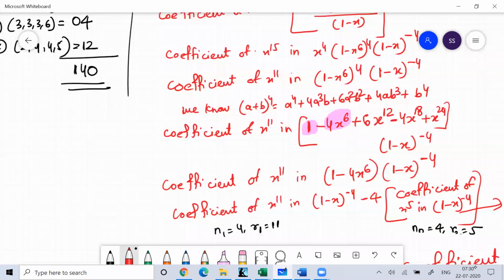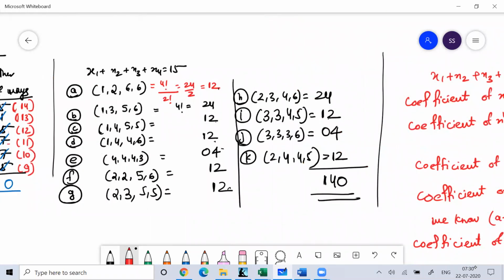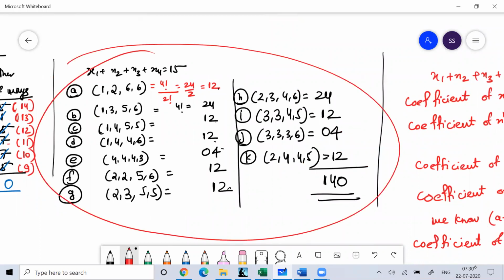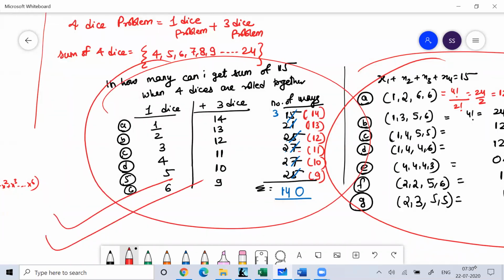So this is what you can do for the same problem instead of the multinomial theorem, or spending time thinking about all the possible cases. The easiest way to solve the 4 dice problem would be to consider 1 dice and 3 dice, and you will get the answer very easily. In this session, I wanted to discuss the problem on dices. I hope you have enjoyed learning the concept, and I really believe it will help you solve permutation combination questions in a much better way.